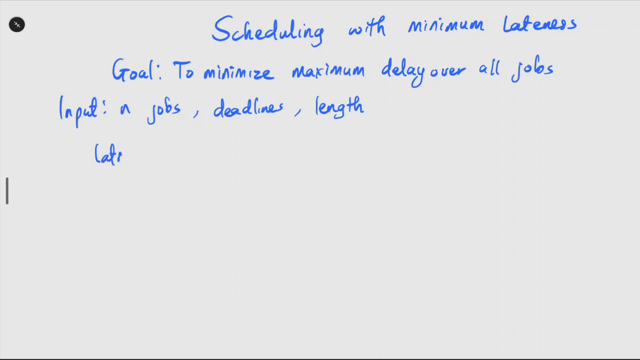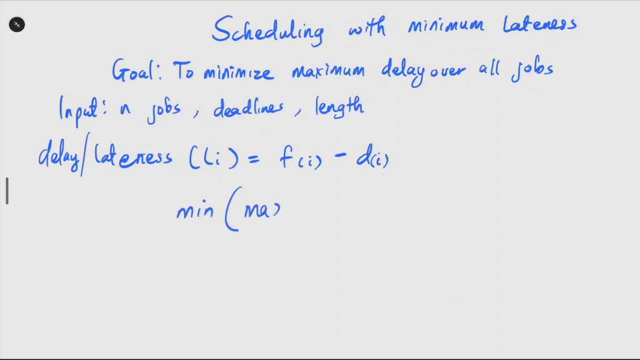Now we are going to define lateness. Let's call it Li, the finish time of every job minus the deadline of that job. This lateness, we can also call the delay. So we want to minimize the maximum delay over all jobs. This is what our goal is.